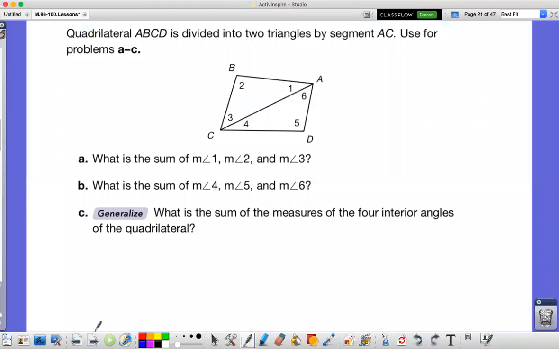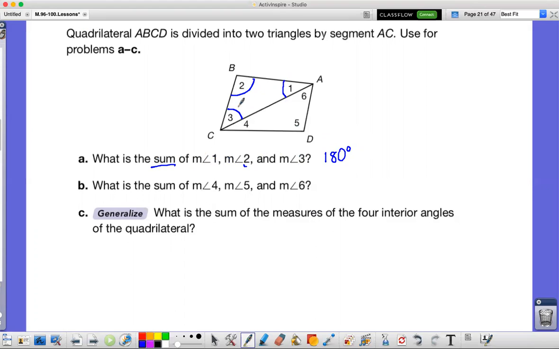Okay. All right, let's try these. See if you can answer number 1 or letter A for me. What is the sum of the measure of angle 1 plus the measure of angle 2 and the measure of angle 3? What is the sum of those 3? Angle 1, angle 2, and angle 3. The answer is 180 degrees.